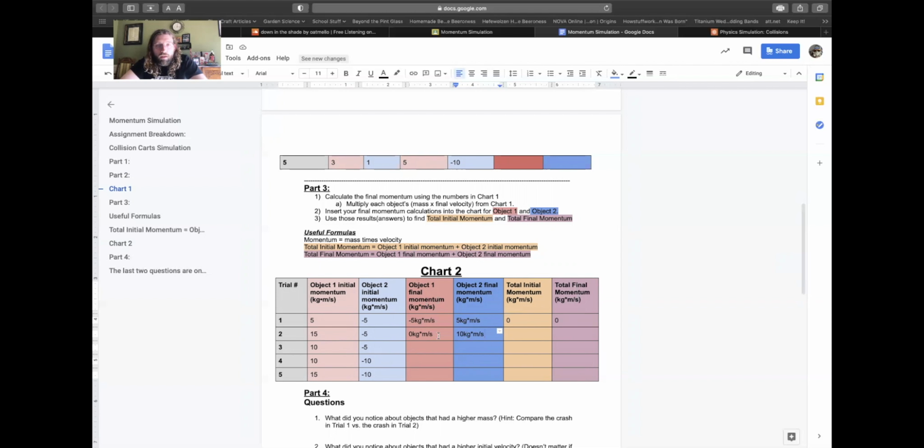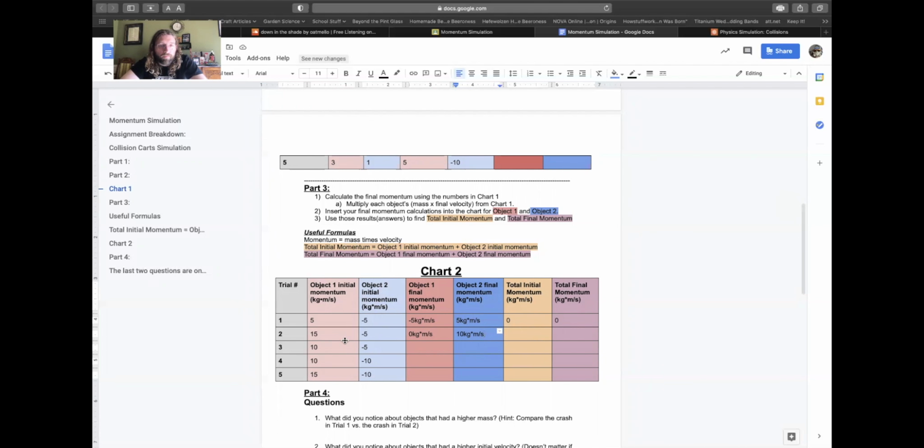Okay, well, how do I get my initial? Well, thankfully, that's been given to you. So if you look, object 1 initial momentum, object 2 initial momentum. And look, total initial momentum equals object 1's initial plus object 2's initial. So to get the initial momentum for this one right here, I take 5 and I add -5. That equals 0. So 5 plus negative 5, 0. Negative 5 plus 5, 0. That's how I get that.